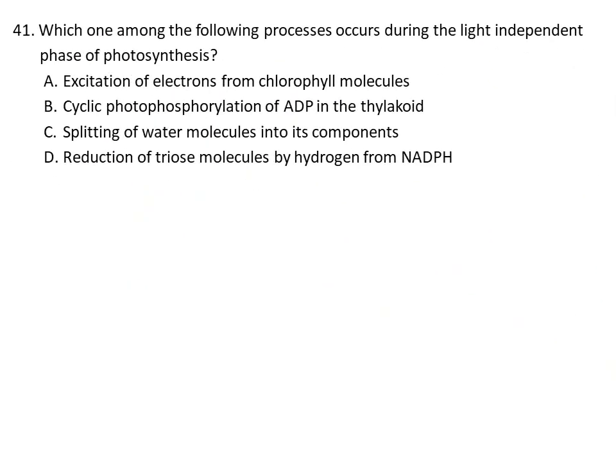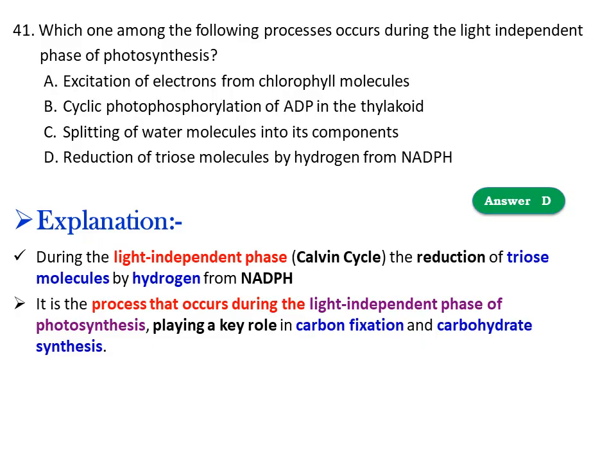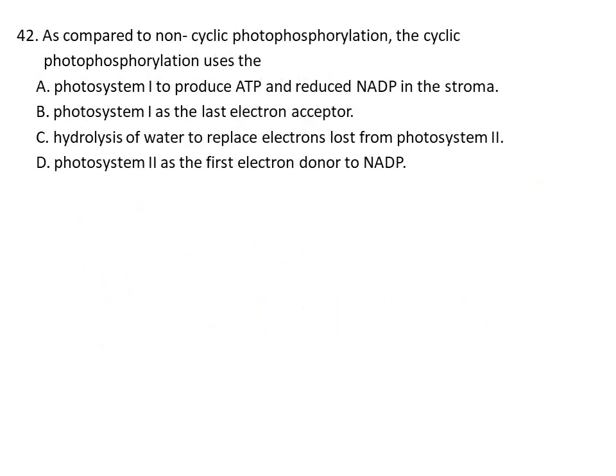Question number 41. Which one of the following processes occurs during the light independent phase of photosynthesis? So the answer should be D, reduction of triose molecules by hydrogen from NADPH. During the light independent phase, or Calvin cycle, the reduction of triose molecules by hydrogen from NADPH occurs, playing a key role in carbon fixation and carbohydrate synthesis.